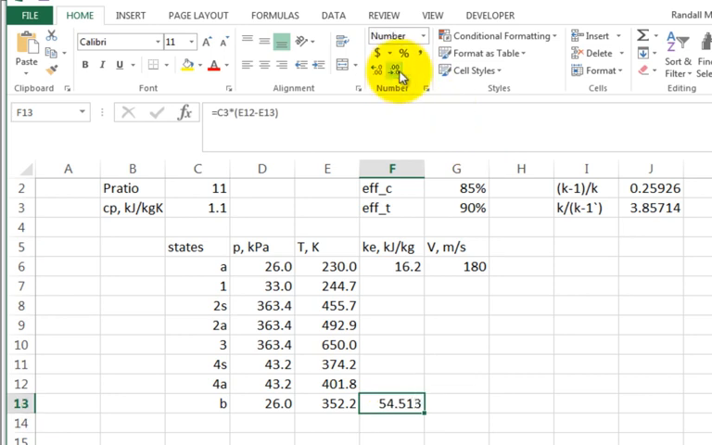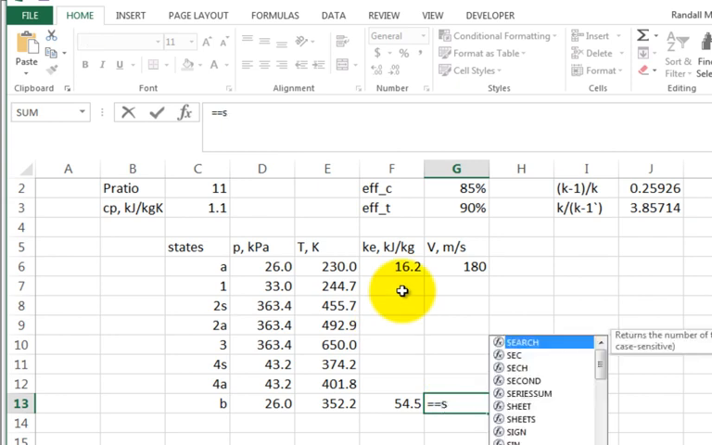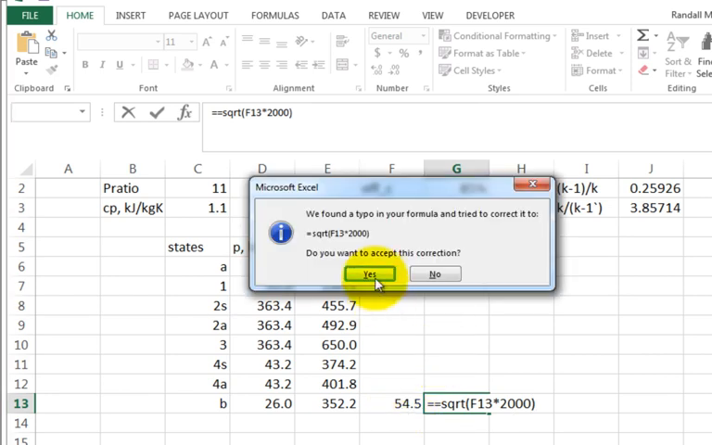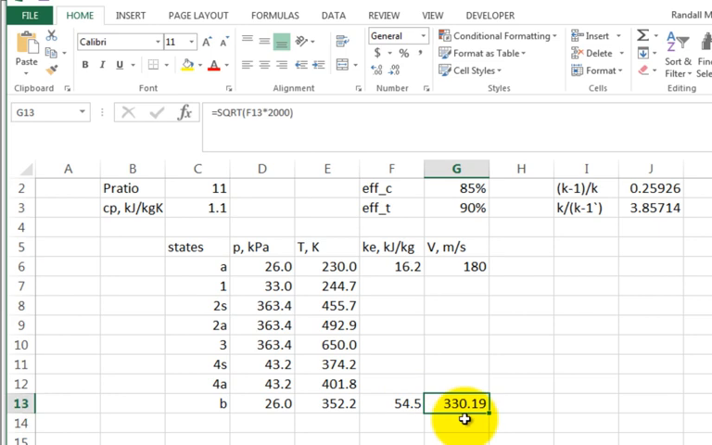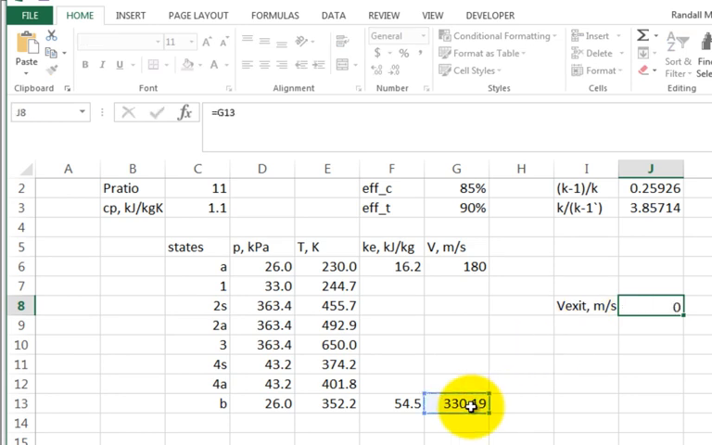Let's clean up digits a little bit. All right. And now we can finally get our exit speed. Our exit speed is the square root of the kinetic energy times 2,000. So it comes out 330.9. So maybe we put our answers over here. We're interested in V exit in meters per second, and the answer is 330.9, and that was our answer to part A.